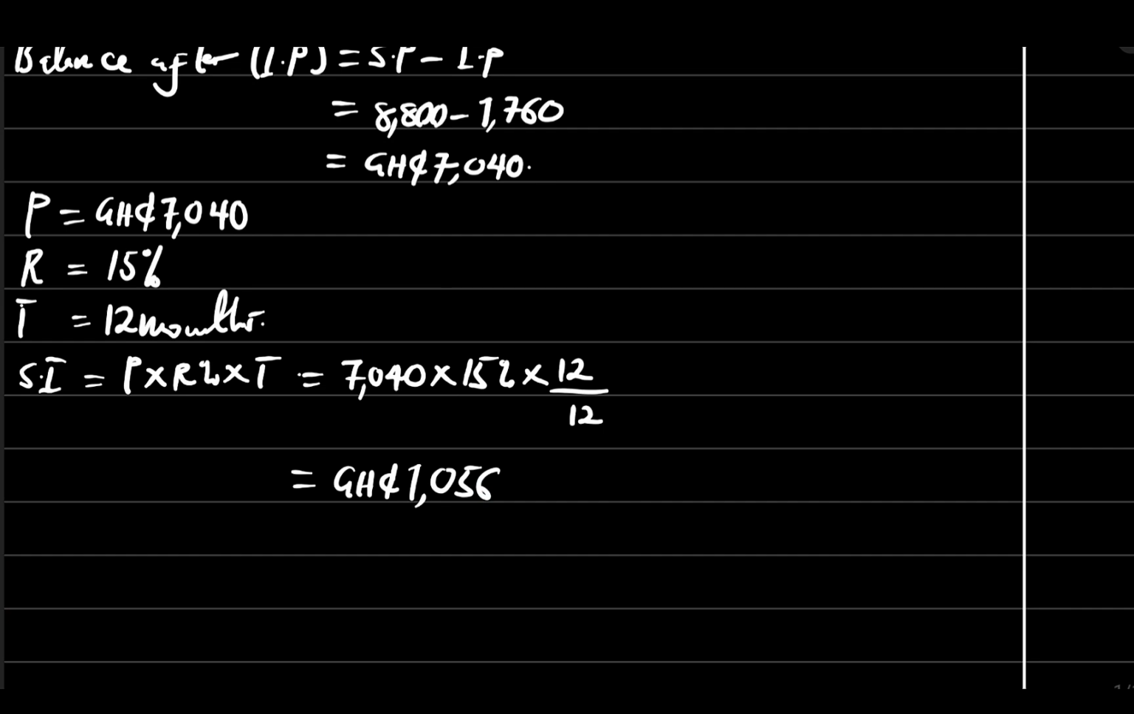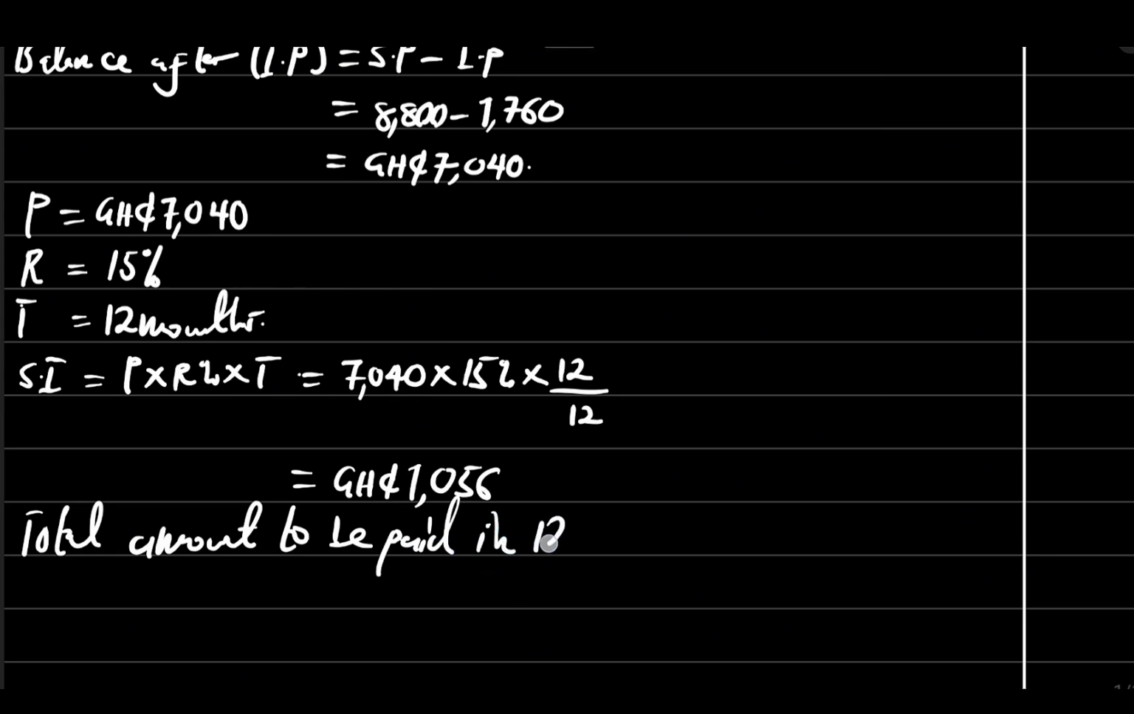So once we have that, let's determine the total amount Ruby is supposed to pay in 12 months equal installment after you have completed the interest. So that means I want to have the total amount to be paid in 12-month installment.